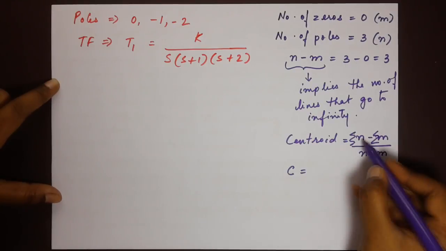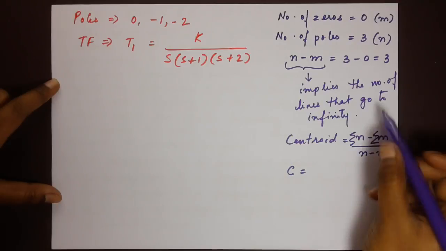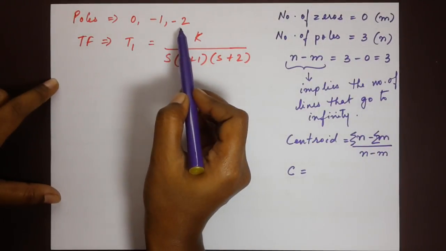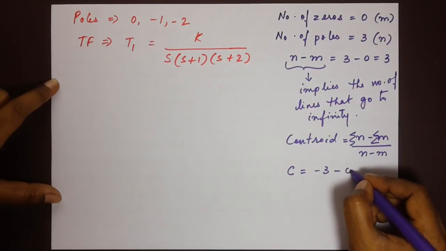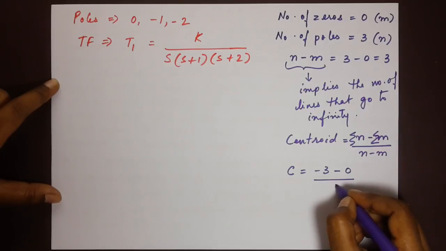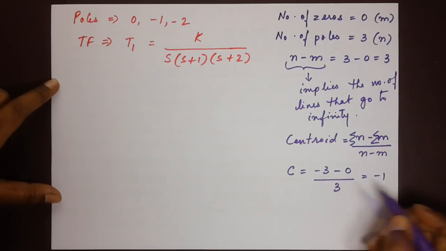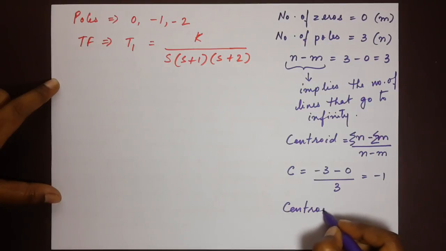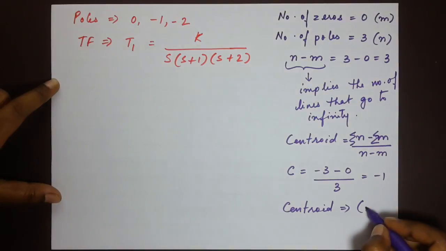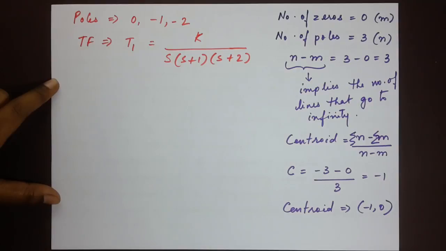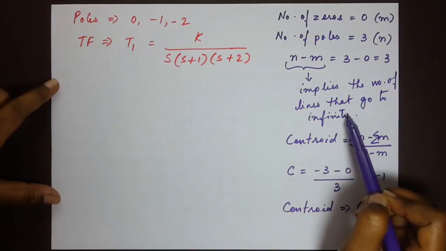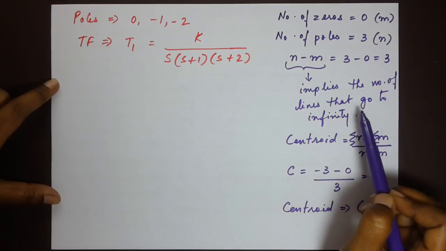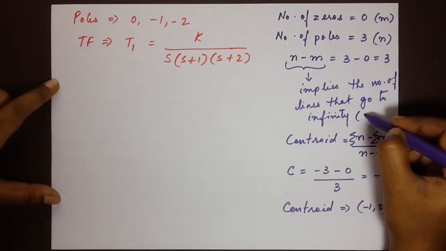So the centroid C is the sum of poles. The sum of poles is 0, minus 1, minus 2, which is minus 3. Minus sum of zeros is 0, divided by n minus m, which we found to be 3. So minus 1, which means that the centroid is at the point minus 1 comma 0. Alright, now the lines that go off into infinity are called asymptotes. So let's call these asymptotes Q.